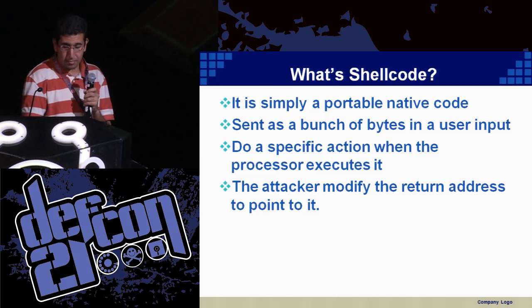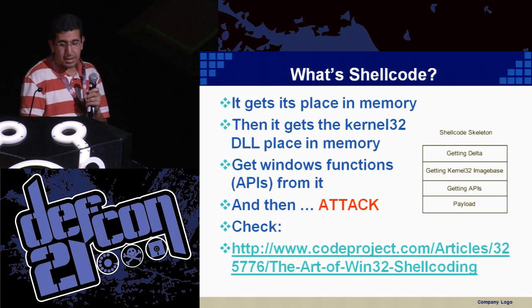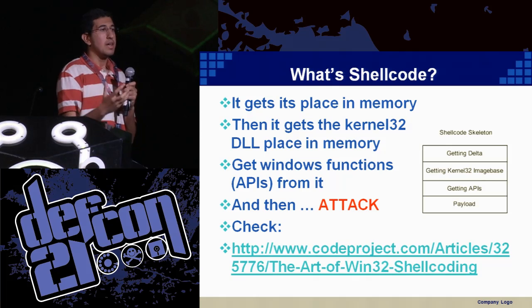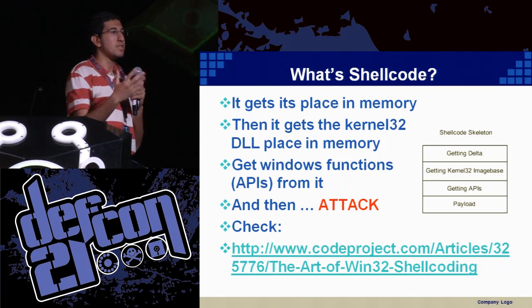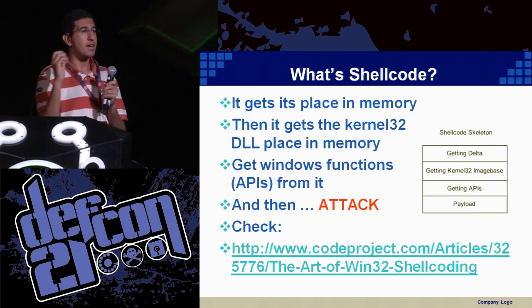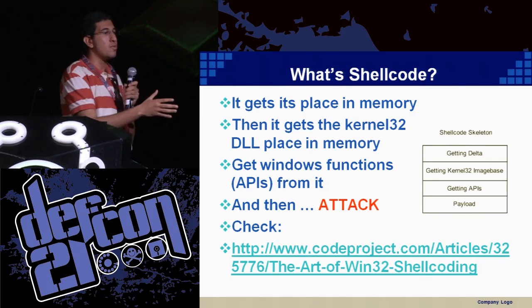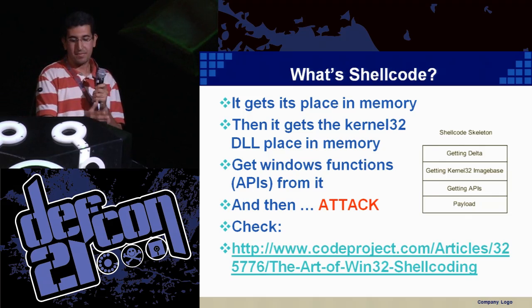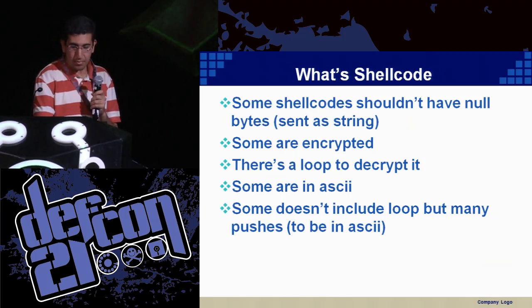The shellcode, simply, first gets its place in memory. That's the first thing it does, because it's running in unknown space. It's just a username copied into an unknown buffer, so it tries to find where it is, and then gets the Windows functions to execute, like I need to execute a new application, I need to create command.exe, I need to connect to the internet. So it gets the Windows functions to do all of this, and then attacks. There is a good article about it on CodeProject. You can check it. Is there any problem until now?